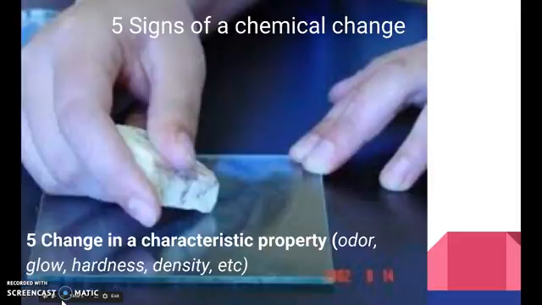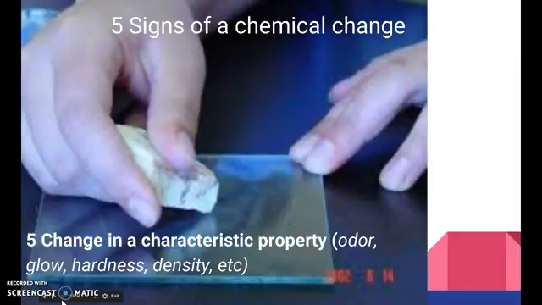And then one that is a little bit less specific is just a change in the characteristic property, a change in an odor or a change in how something glows, like a glow stick, or a change in the hardness or change in the density would all indicate a chemical change, because remember, those are all physical properties that we can use to identify a substance.